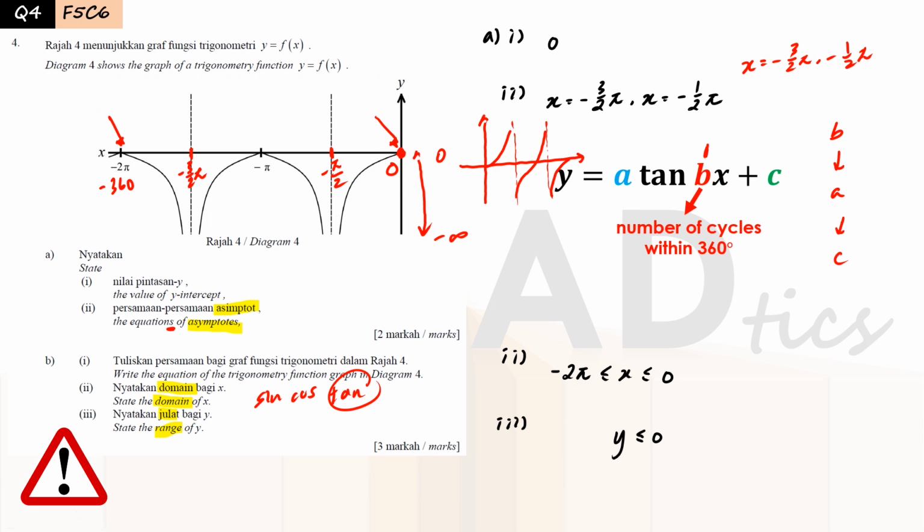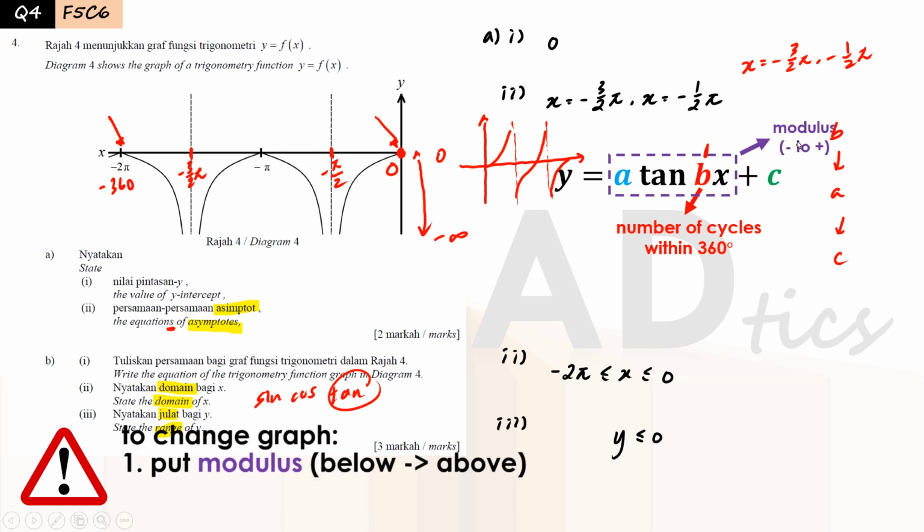Now let's see how we can transform our graph to become something like this. As you can see, everything is below the x-axis, whereas for our original graph, some parts are above and some parts are below. We do this using two things. The first thing is modulus. Modulus helps us move the graph which is below the x-axis to above the x-axis, below to above.